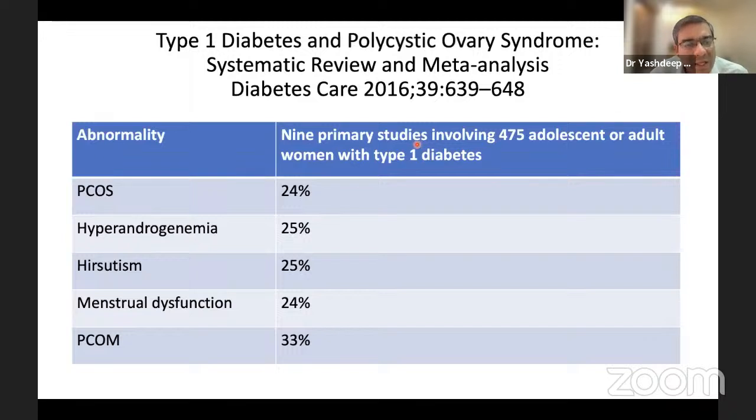Hyperandrogenemia means increased hair growth. Clinical biochemical hyperandrogenemia is common, in 25%, meaning 1 in 4. Similarly, clinical hyperandrogenism in the form of hirsutism is also seen in 1 in 4 girls or women. Menstrual dysfunction is 1 in 4, and polycystic morphology 33%. So nearly 1 out of 4 is definitely impacted by these menstrual issues even after the completion of puberty.